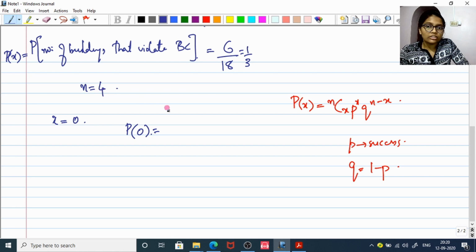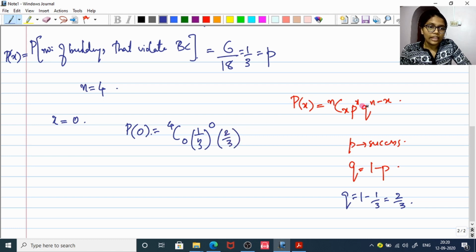What is our n value? It is 4. So 4C0. What is P here? This is your P, which is 1 by 3 raised to x. X here is 0. And Q, what is Q? Q is equal to 1 minus 1 by 3, which is 2 by 3. So it is 2 by 3 raised to n minus x, which means 4 minus 0.